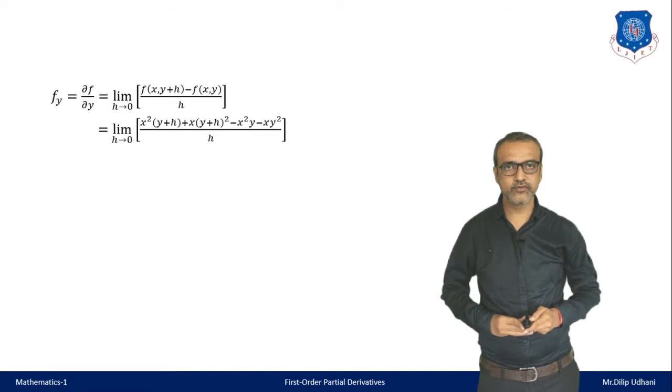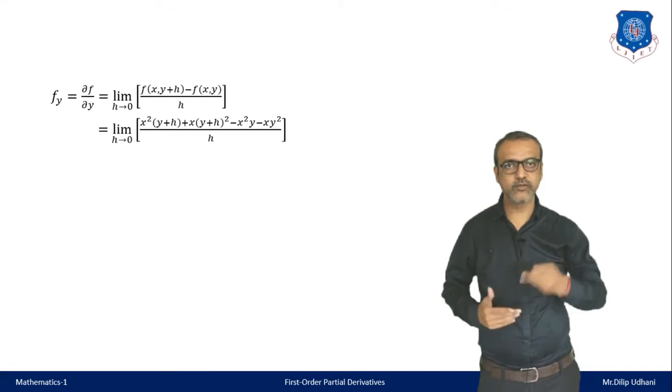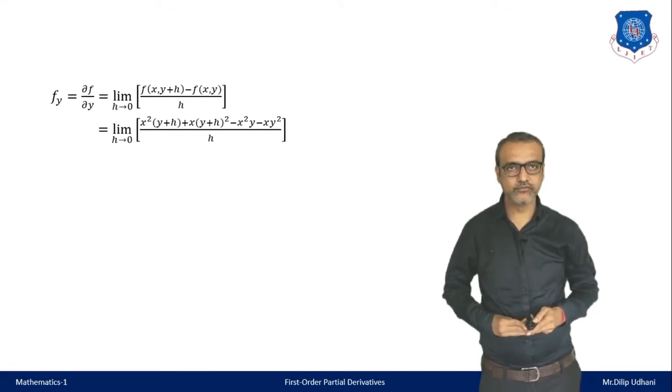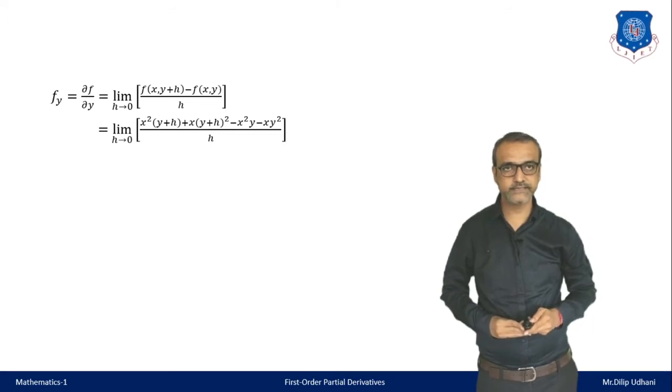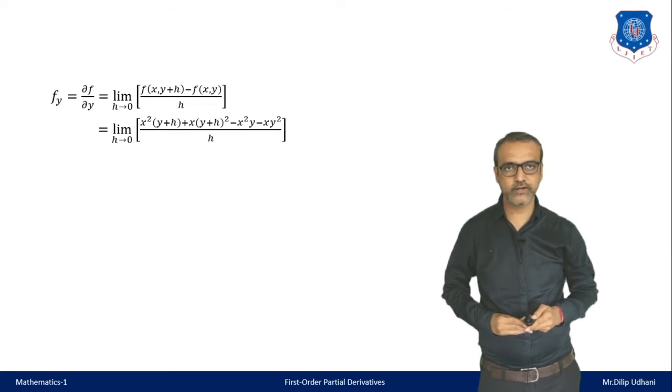So limit h tends to 0, x square will be as it is, replacing y by y plus h, then after x will be as it is and replacing y by y plus h, so it will become y plus h the whole square. Then after function of xy will be as it is and multiplying it by minus sign, so the result is minus x square y minus xy square divided by h. Now we have to simplify this result.